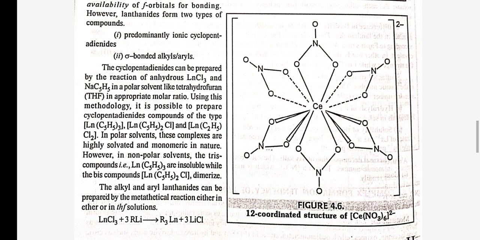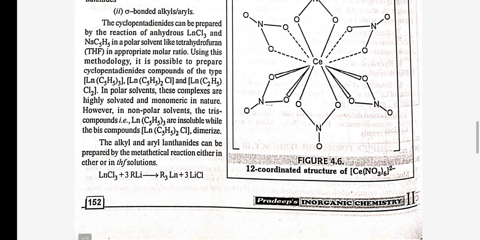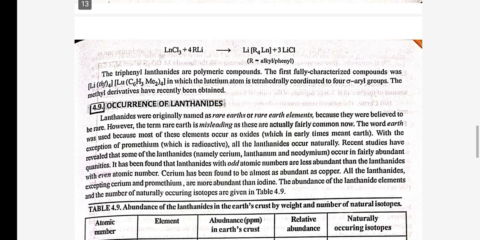The alkyl and aryl lanthanides can be prepared by metathetical reactions in ether solutions. The triphenyl lanthanides are polymeric compounds. The first fully characterized compound was one in which the lutetium atom is tetrahedrally coordinated to 4 sigma-bonded aryl groups. The methyl derivatives have recently been obtained.